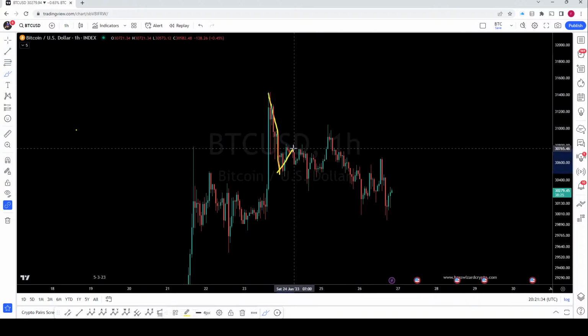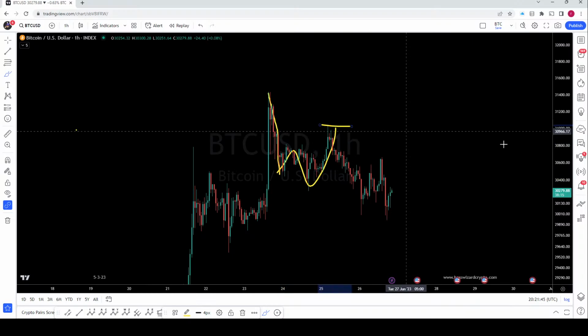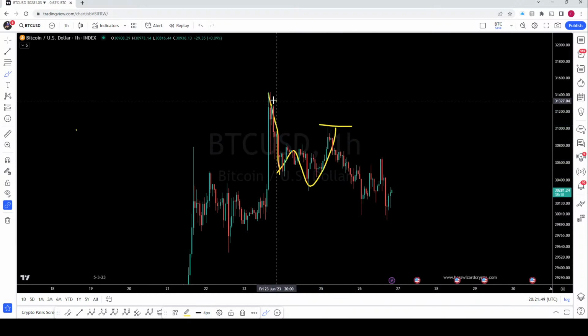But this part of the entry is no secret. Okay, this is public knowledge. This is just Elliott wave. Okay, 2 cannot retrace 100% of 1. So I am freely willing to tell you why that's an entry. But if you want to know why that was an entry, then you need to join the Discord to find out.